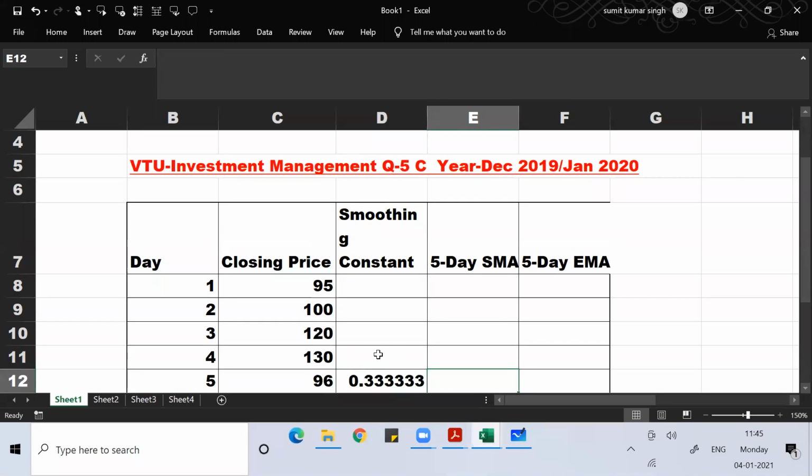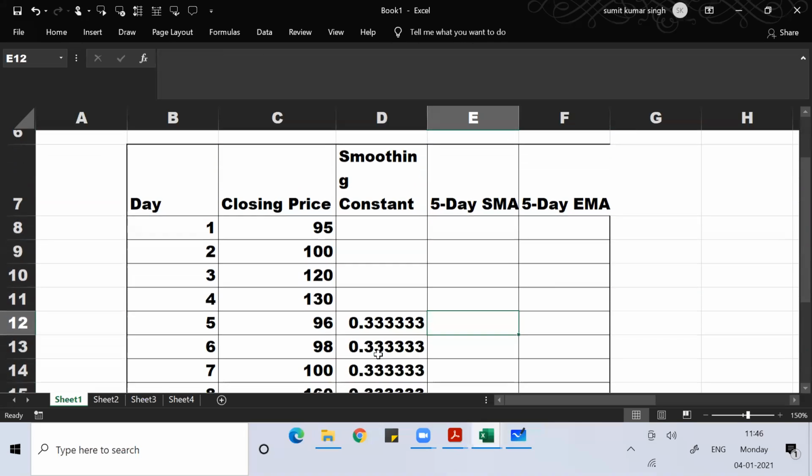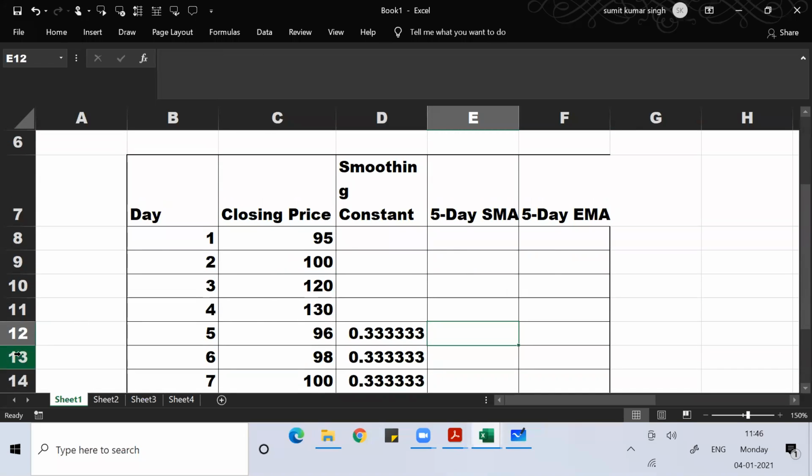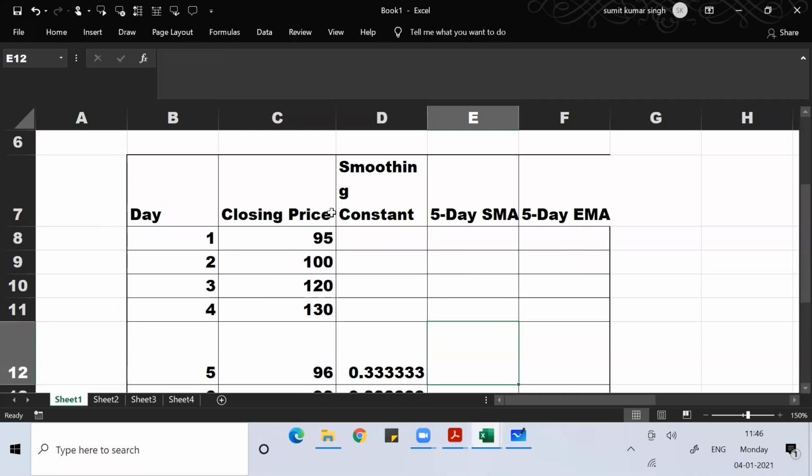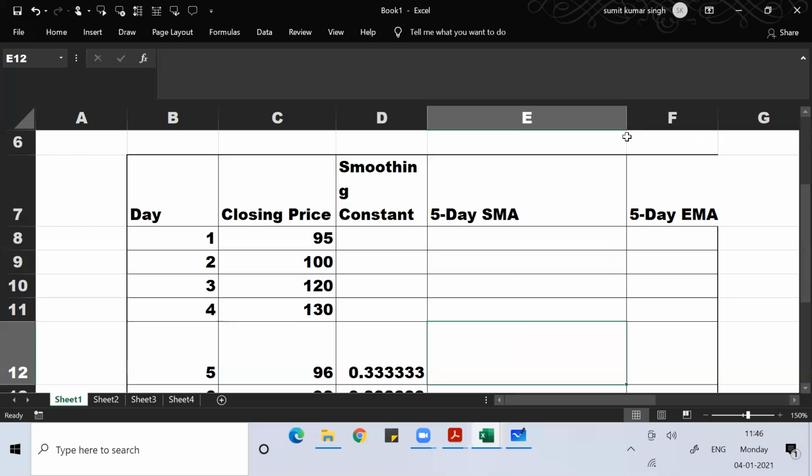5 day simple moving average. First thing, determine the 5 day simple moving average. How to determine the 5 day simple moving average? Very simple, do the sum. What is the formula for the 5 day simple moving average? It is 95 plus 100 plus 120 plus 130 plus 96 divided by 5. That is the 5 day simple moving average.